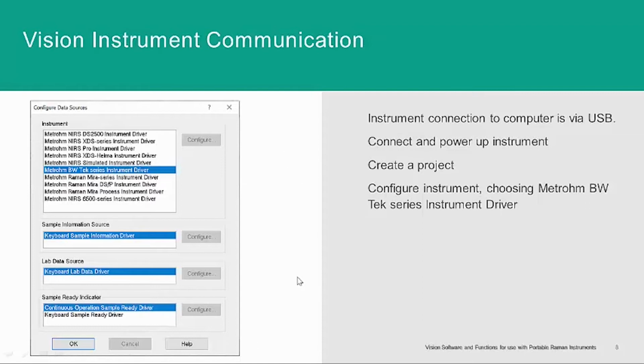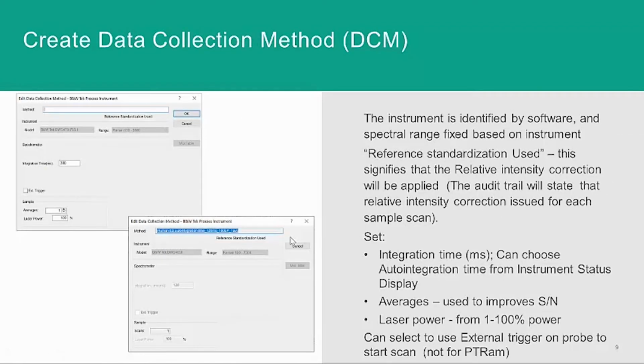These are the only settings that are needed to make the connection to the instrument. Once that connection is made, then you will be prompted to create a data collection method, and this is instrument specific, so the software identifies the instrument, so the model and the range for the instrument will be identified and not editable by a user.